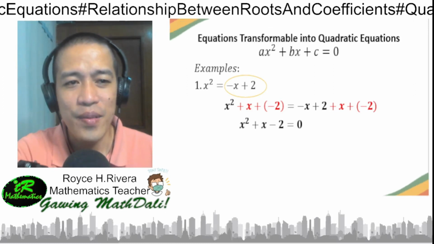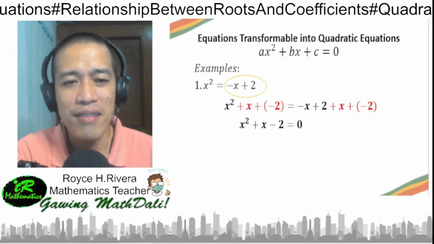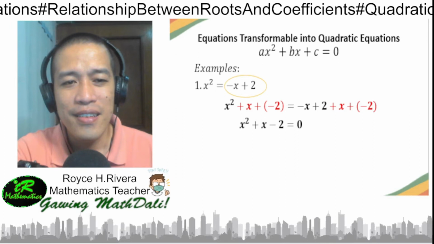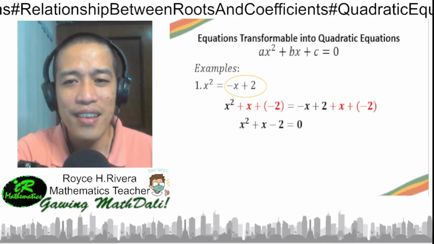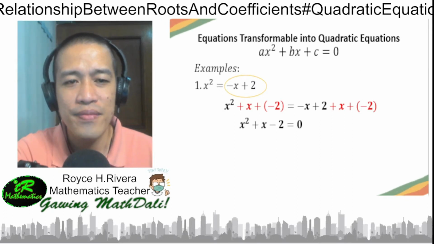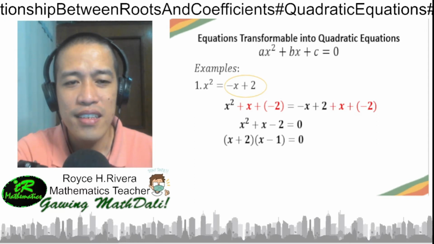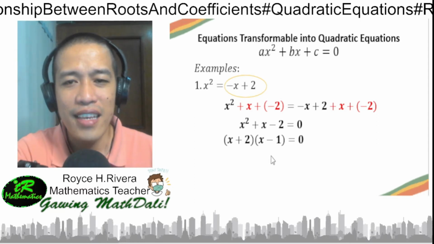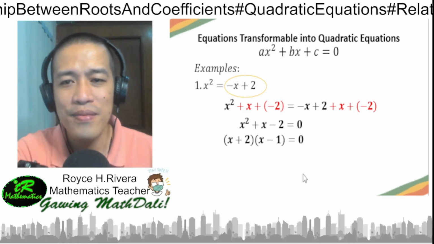Now it is a quadratic equation, and I can solve this by factoring. I will now write the factors of x squared plus x minus 2. I have x plus 2 and x minus 1 equal 0.